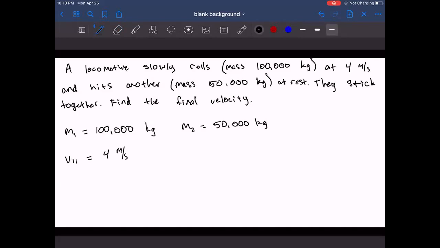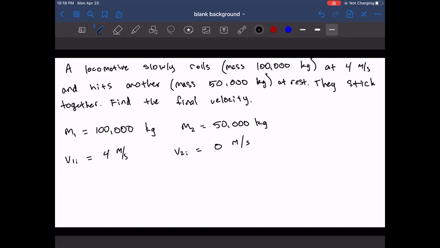Keep going. The second locomotive is at rest, so the initial velocity of that one, V2I, would be 0 meters per second. Great.